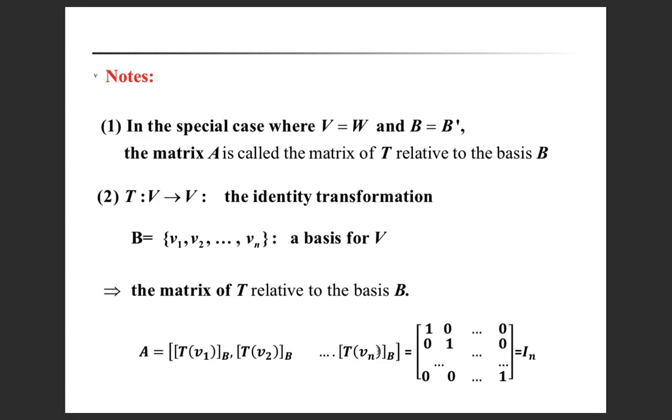Note, in special cases where V is equal to W and B equal to B dash, the matrix A is called the matrix of T relative to base B. If T is a transformation from V to V, the identity transformation, and B equal to {V1, V2, ..., Vn} is a basis for V, then the matrix of T relative to the basis B, A, is equal to [T(V1)B, T(V2)B, ..., T(Vn)B], which is equal to the identity matrix, (1 0 0; 0 1 0; 0 0 1), the identity matrix of order n.